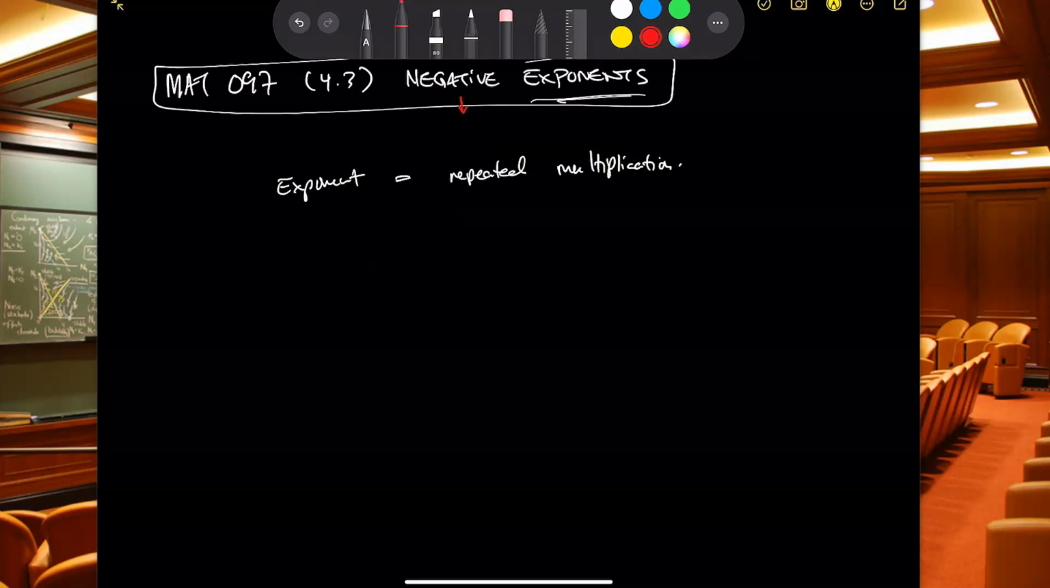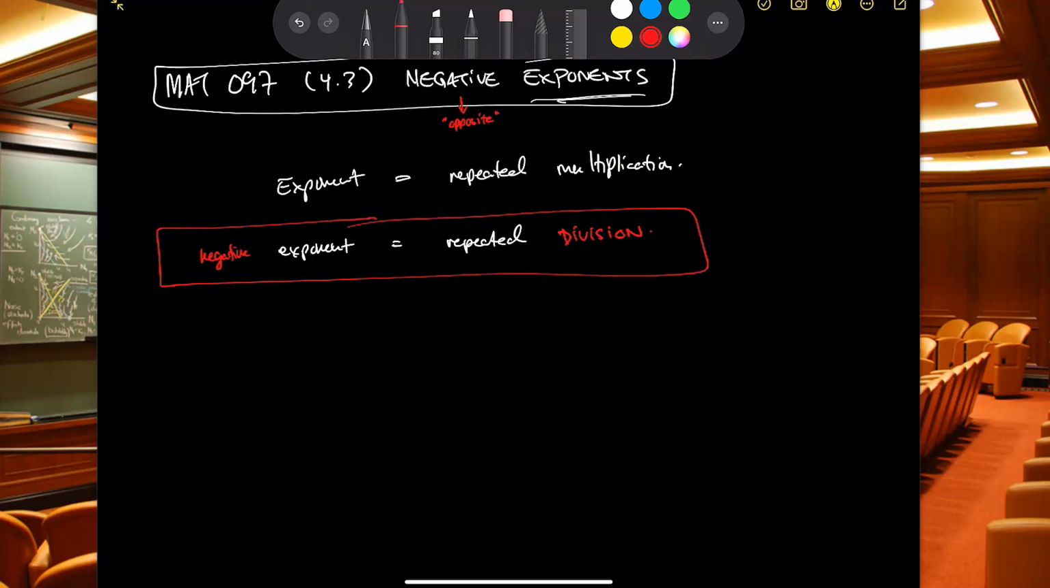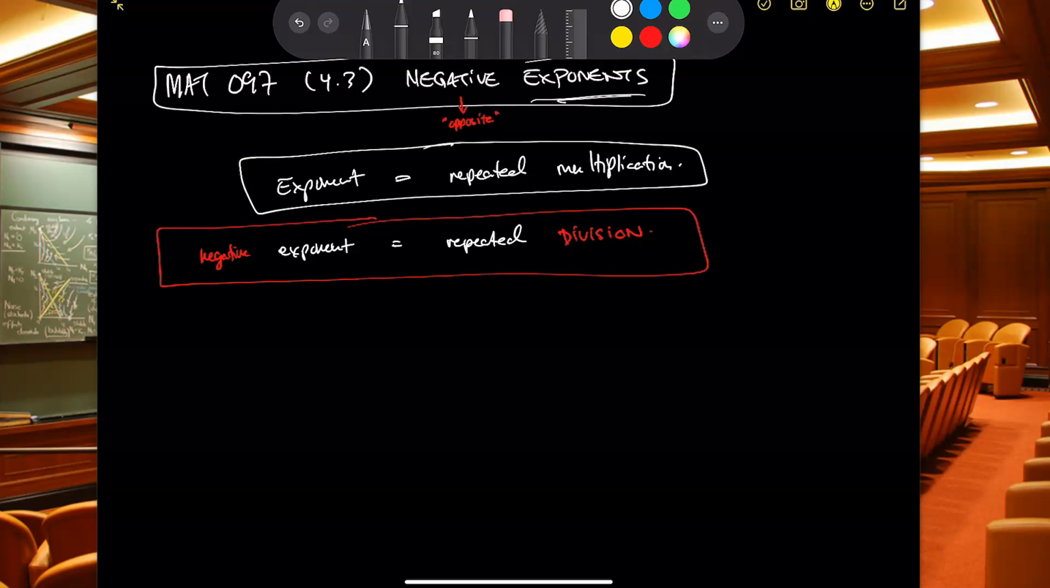I'm going to break this down for you here. Negative is another word we think of as opposite. So a negative exponent equals repeated, not multiplication, because what's the opposite of multiplication? Division. Okay? It's division. So negative exponent equals repeated division. Did I say that right? Negative exponent equals repeated division, and a positive exponent equals repeated multiplication.